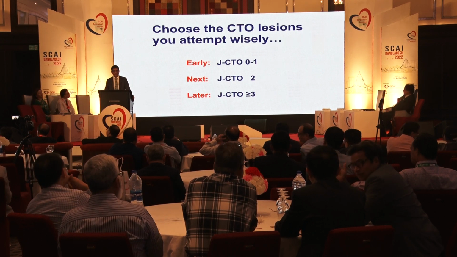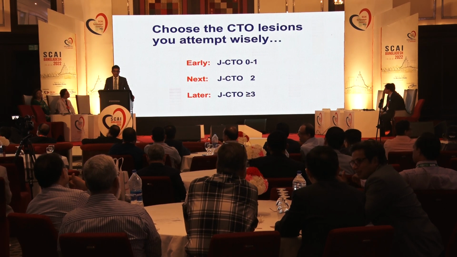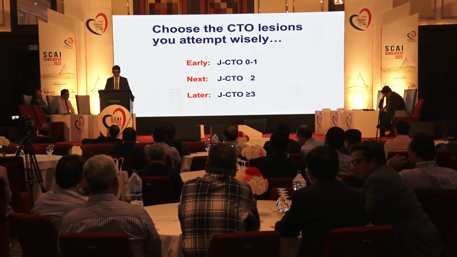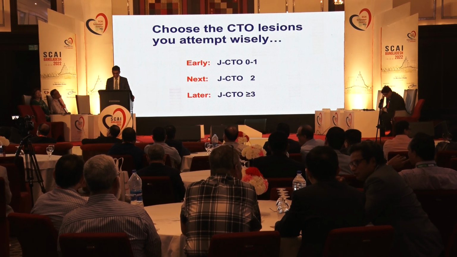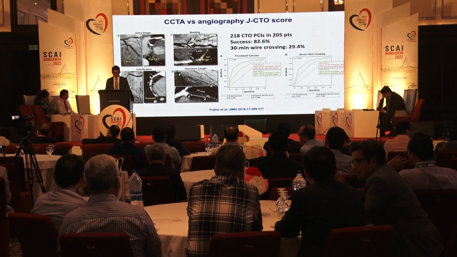as a beginner, if you want to start CTOs, choose JCTO scores of 0 to 1. And as you become comfortable, and the next speakers will be showing, and if you're Omer Koktekin, a JCTO score of 5 is also okay. But that means you have to be prepared for complications, and that's why he will show some complications.